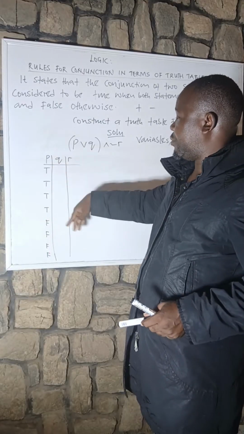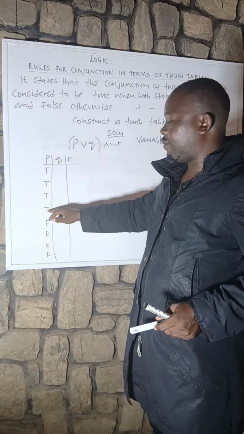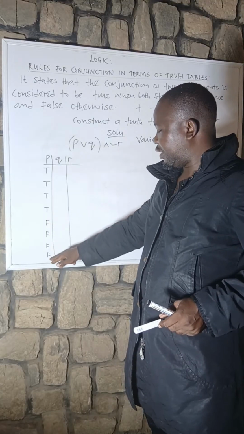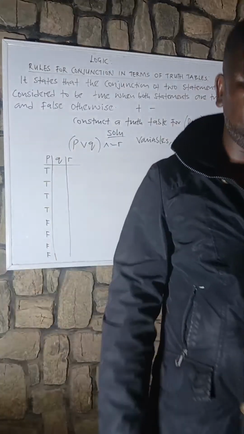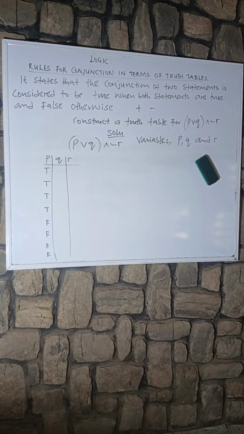Since we have 3 variables, T into 4 and F into 4 places. That is for P. Is that clear? Look at the board very well. Do you have any question? No question. So far, so good.